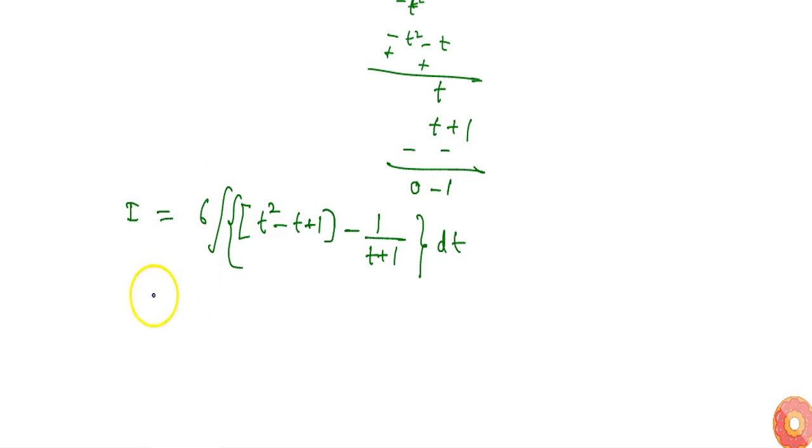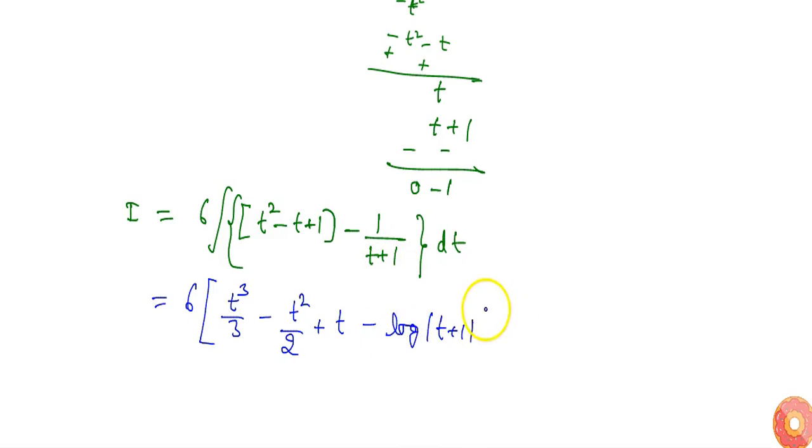I can calculate the integration now. So 6 times the integration of t square will be t cube by 3, integration of t will be t square by 2, and integration of 1 is t, minus integration of 1 by t plus 1, which will be log of t plus 1. So this will be our final answer, and plus c is the integration constant.